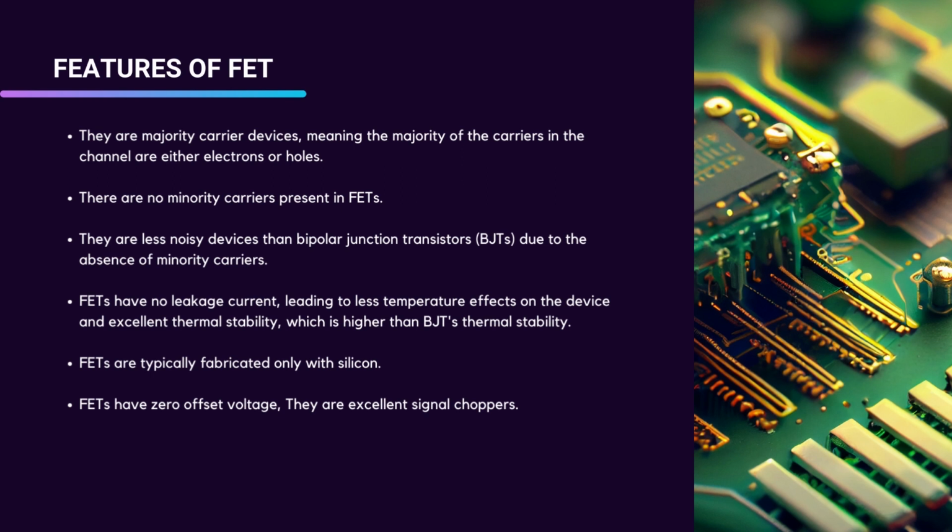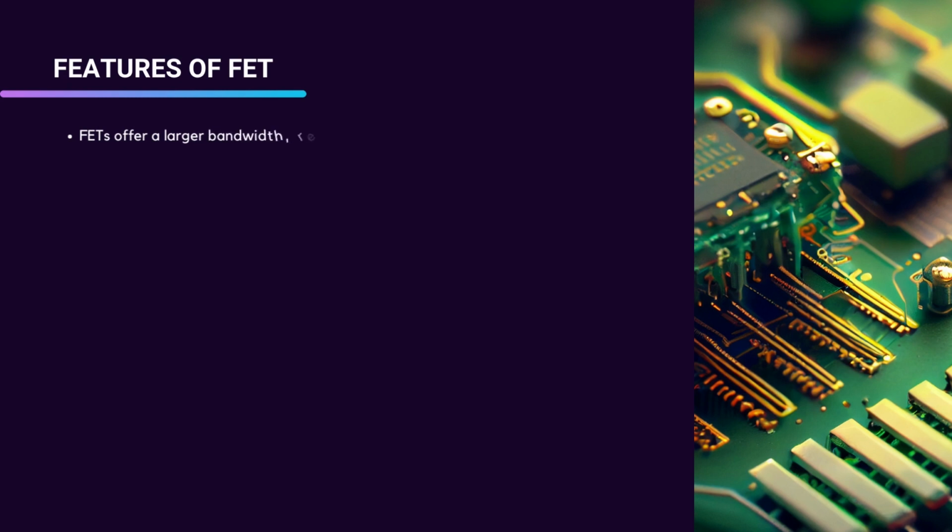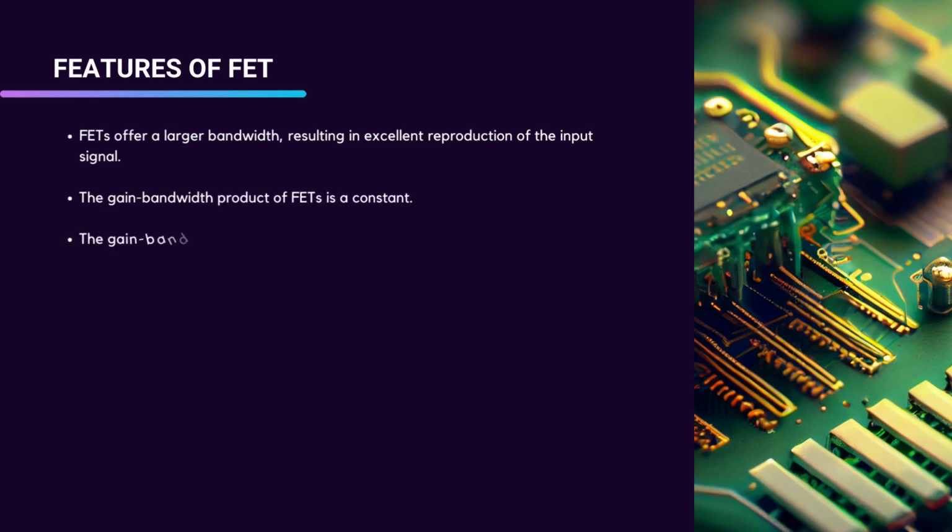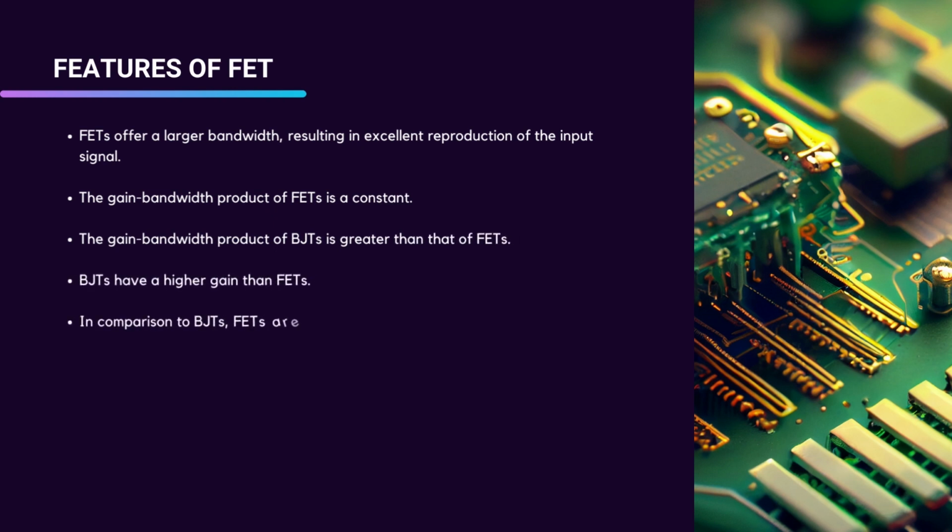FETs are typically fabricated on silicon. FETs have zero offset voltage. They are excellent in signal choppers. FET offers a large bandwidth, resulting in excellent reproduction of the input signal. The gain bandwidth product of FET is constant. The gain bandwidth product of BJT is greater than FET. Although FETs have large bandwidth, but the gain bandwidth product in case of BJT is higher than field effect transistors.